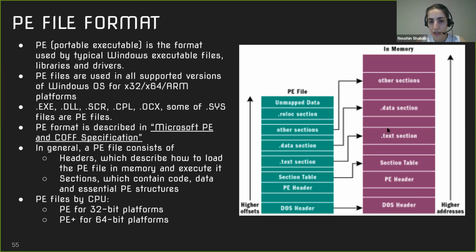Also, as you see here, the PE file on disk and the PE file in memory might be a little bit different, and this is due to the definition of the section table. As I explained, different sections can be mapped into memory with different sizes and different relative offsets to the beginning of the file, compared to how they are present on disk.